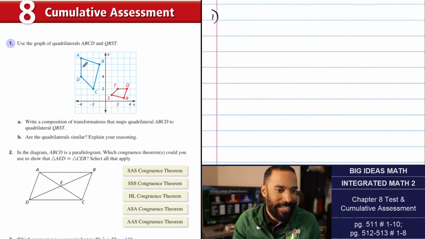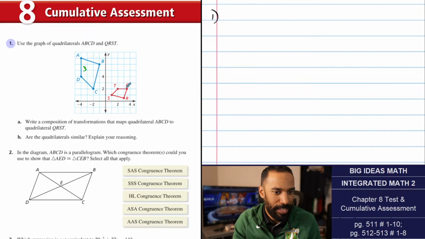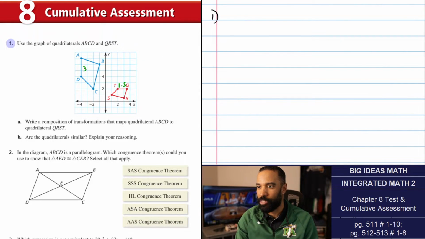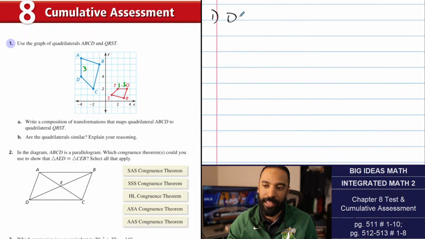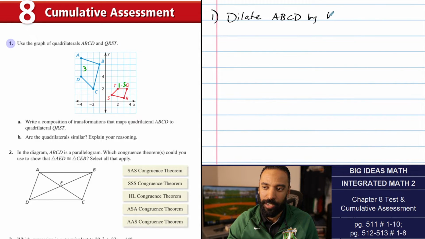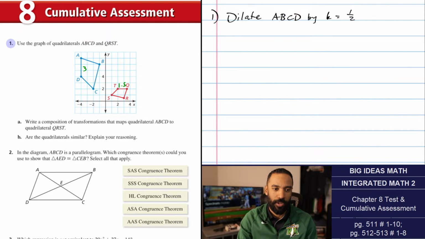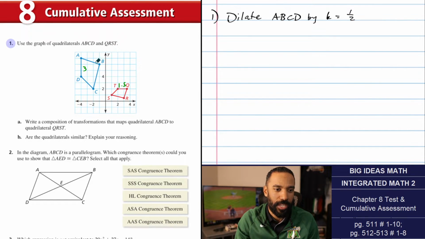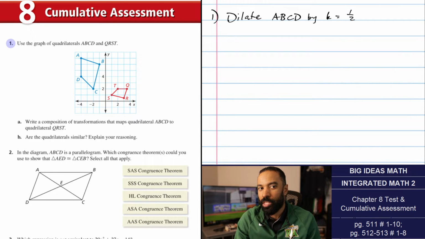Let's look at AD's length as 3. And from Q to T, which corresponds, that length looks like 1.5. So the first thing I'll mention is dilate ABCD by scale factor of 1/2. Everything looks like it's going to be half the size. So let's see what it looks like when it is half the size, and then we'll mention the rotation. I think that is all that's left.